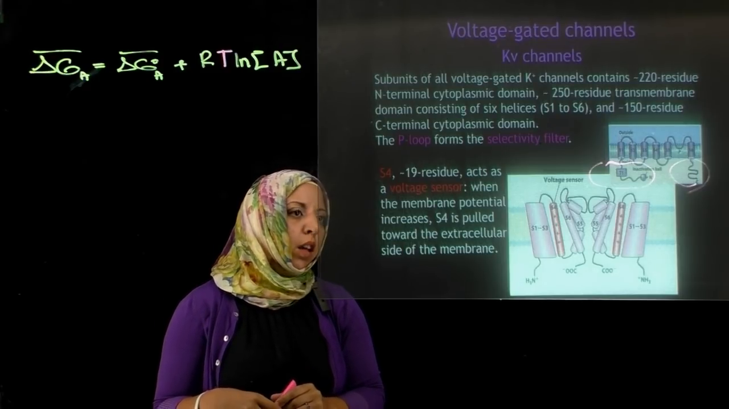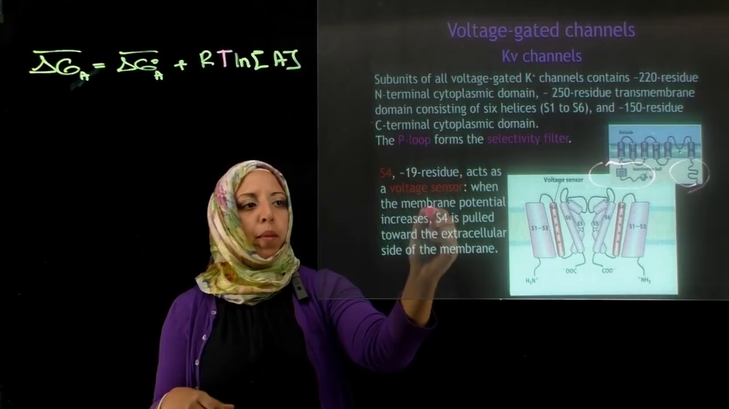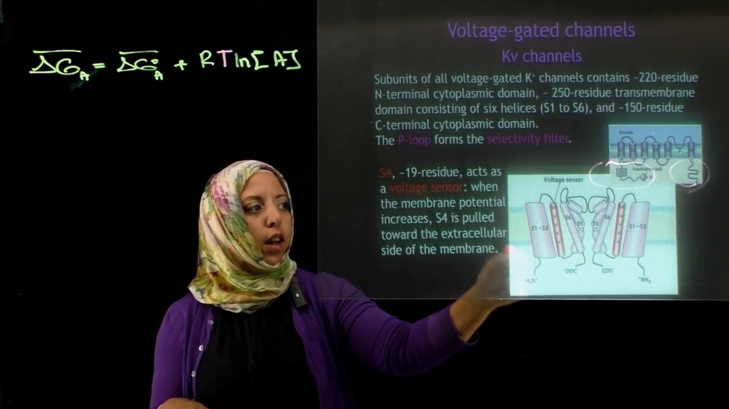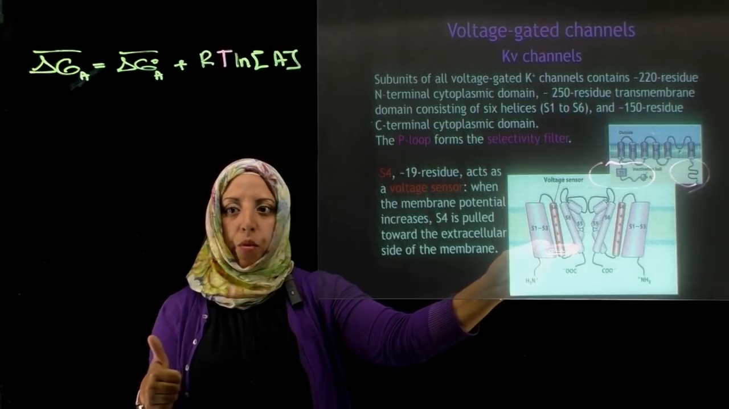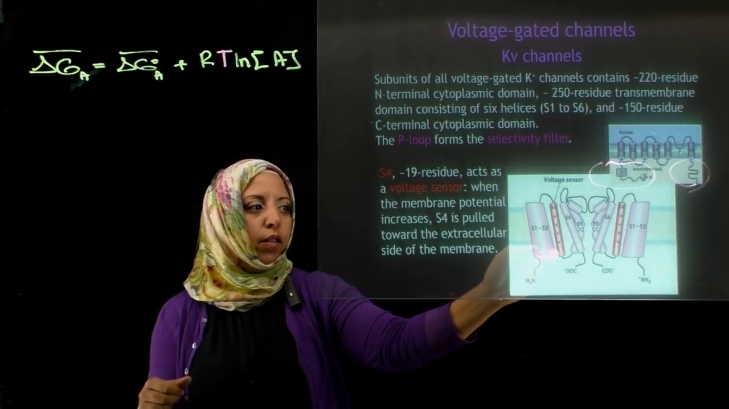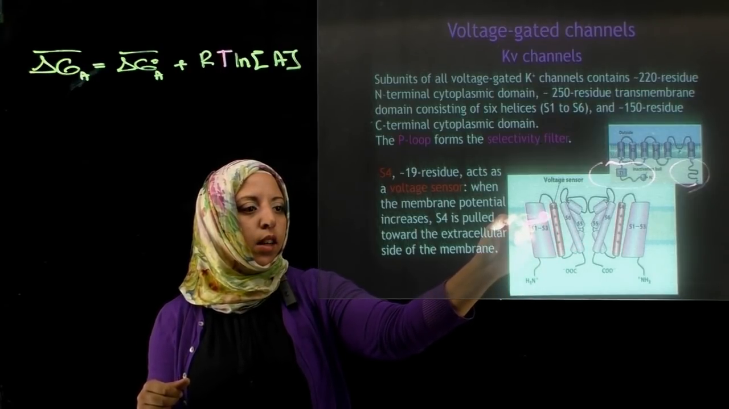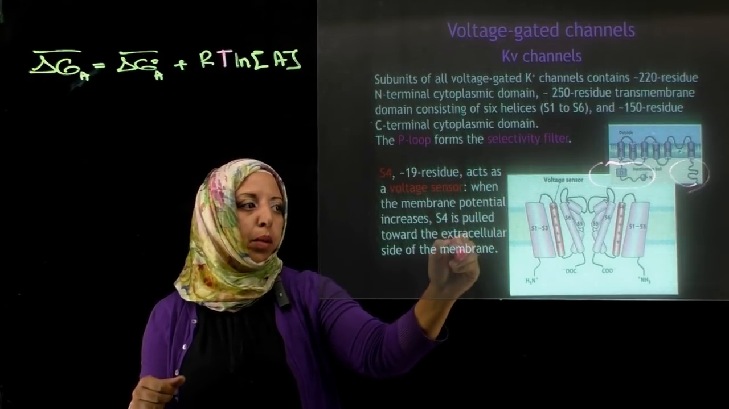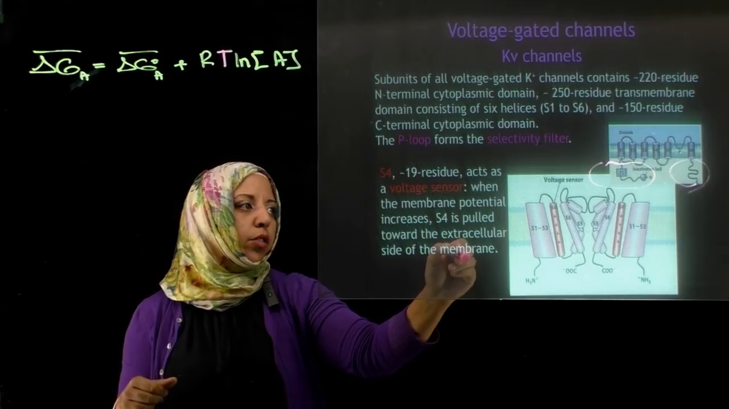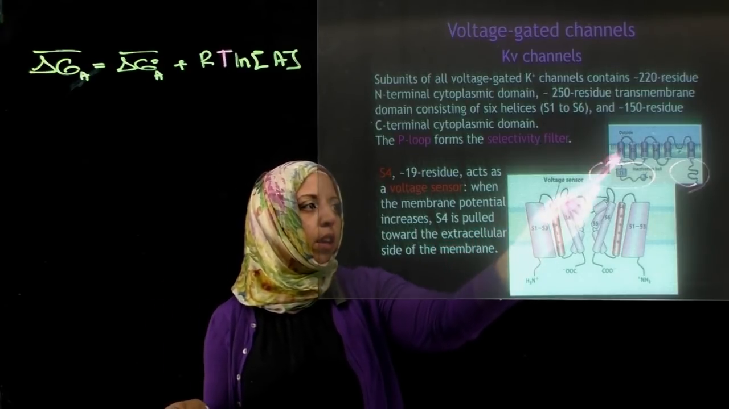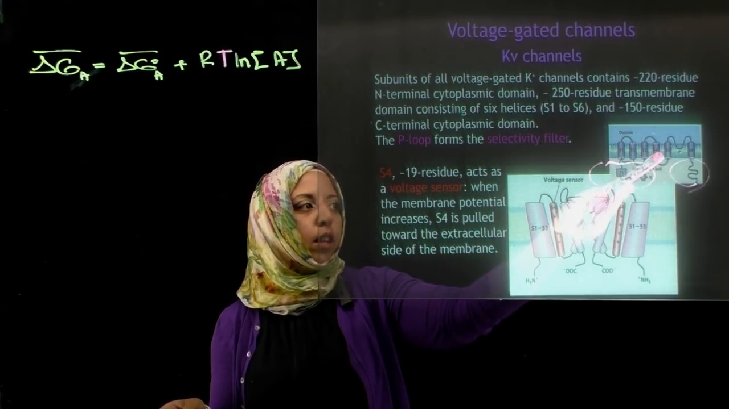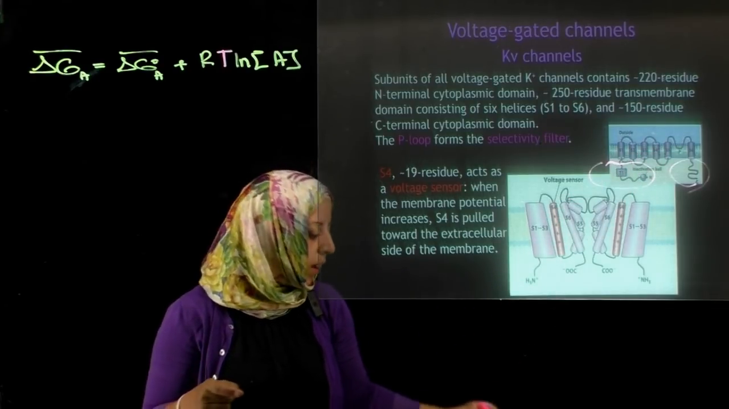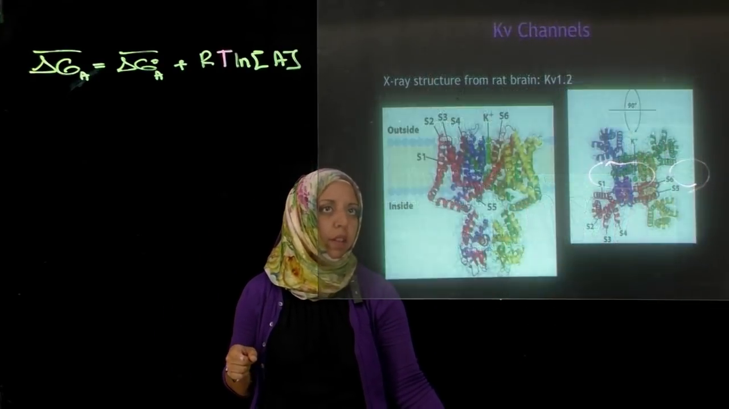Okay. So when the membrane potential increases, meaning that the inside of the cell becomes more positive or less negative, that S4 helix is pulled outwards towards the extracellular side of the membrane. And as you may think, the S4 helix is connected to the S5 helix, so it will splay that S5 helix as well.